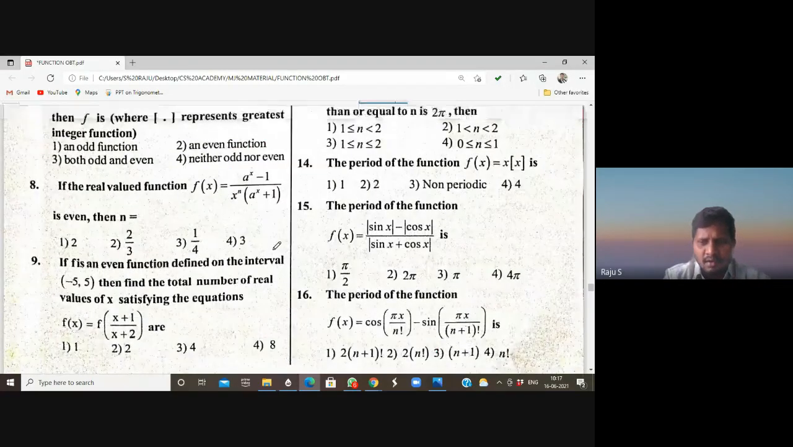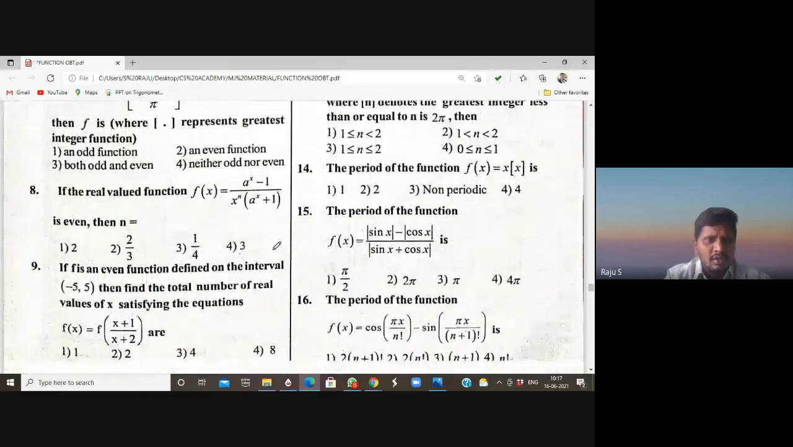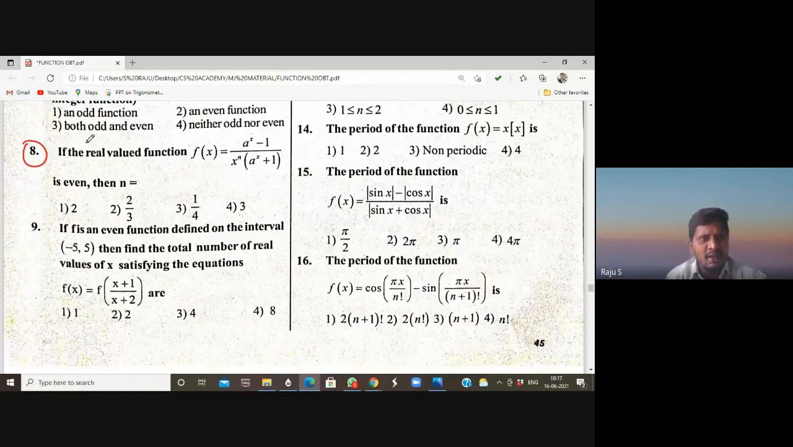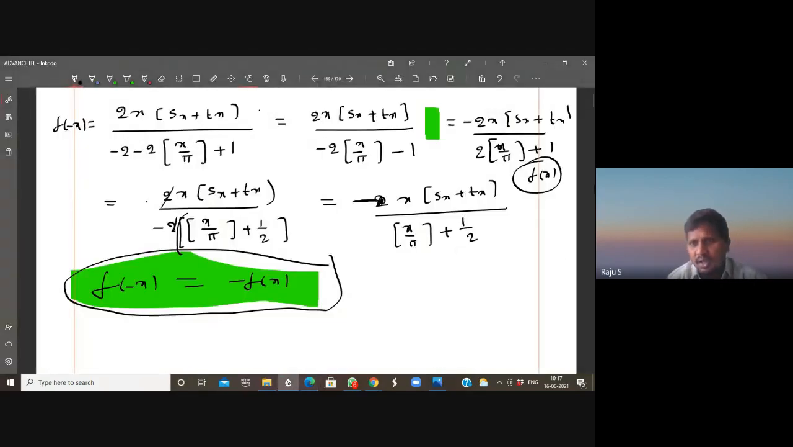I may ask for even advanced questions above this. Let us say the 8th one. If the real valued function f of x is equal to a power x minus 1 by x power n into a power x plus 1 is even, then n is equal to. The function is already even, so the condition for even is f of minus x equal to plus f of x. If they mention odd, f of minus x is equal to minus of f of x, right? So I'm taking the condition over here.